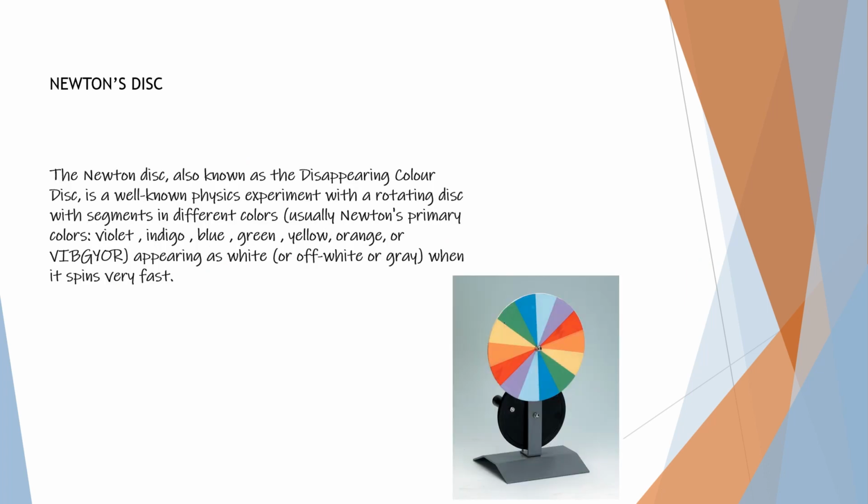Newton's disk. This is a very important experiment. The Newton disk, also known as the disappearing color disk, is a well-known physics experiment with a rotating disk with segments in different colors, usually Newton's primary colors: violet, indigo, blue, green, yellow, orange, and red, appearing as white or off-white or gray when it spins very fast. It proves that light contains 7 different colors: violet, indigo, blue, green, yellow, orange, and red, or VIBGYOR in short.